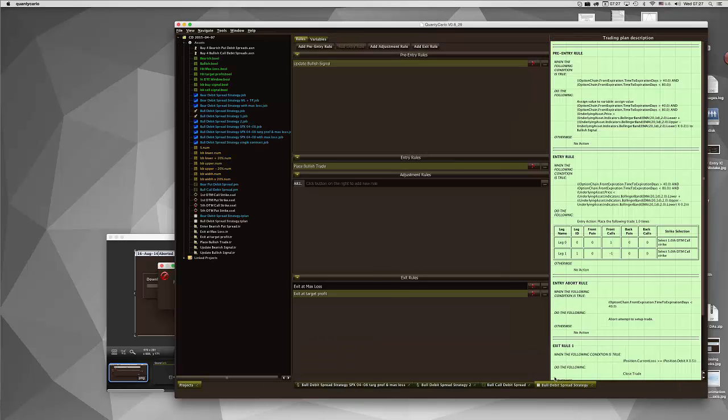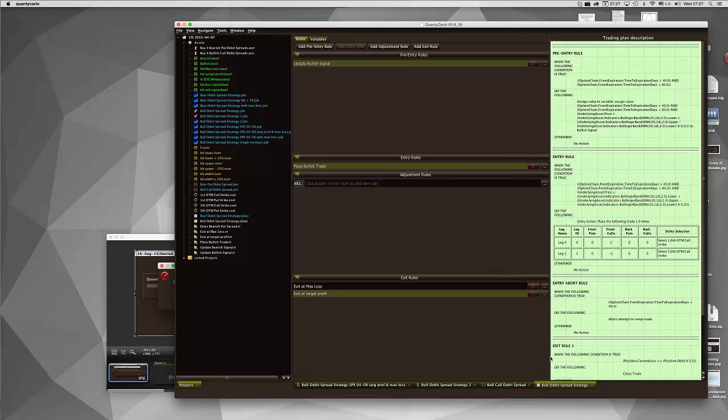All right, just a little bit of risk management here. I don't really need risk management so much with this trade. That's the beauty of a debit spread, that by default your loss is capped. So really this exit at max loss is maybe a little bit of extra protection that I don't necessarily need. It depends on how you select your strikes.